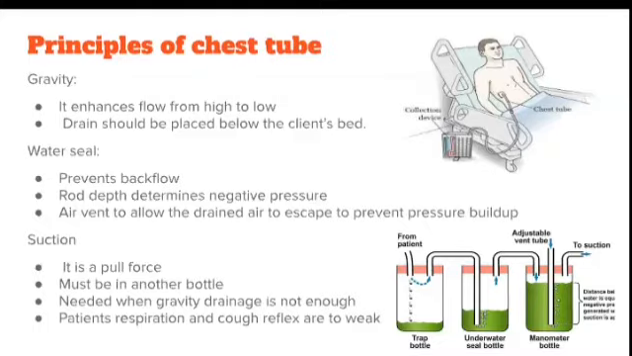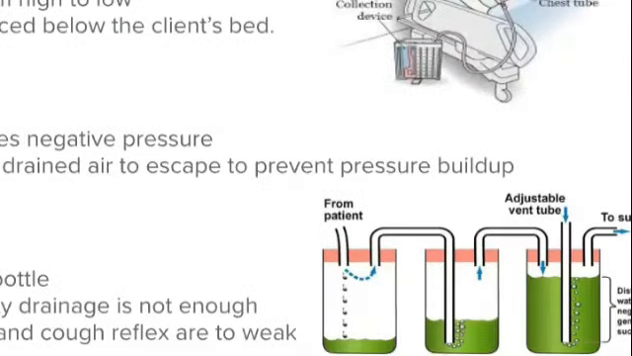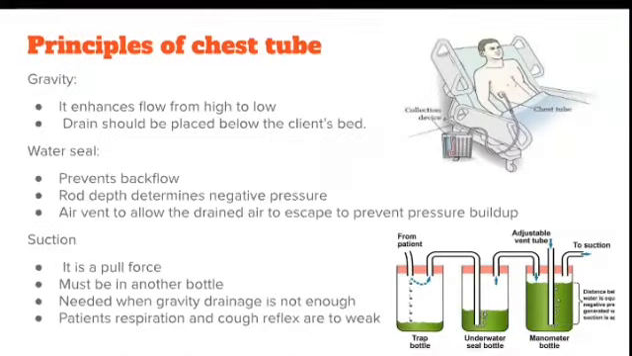Air vent to allow the drained air to escape, to prevent the pressure buildup. We have seen the shorter tube which we kept above; that is actually called the air vent tube, where the air is released outside in case of pneumothorax.